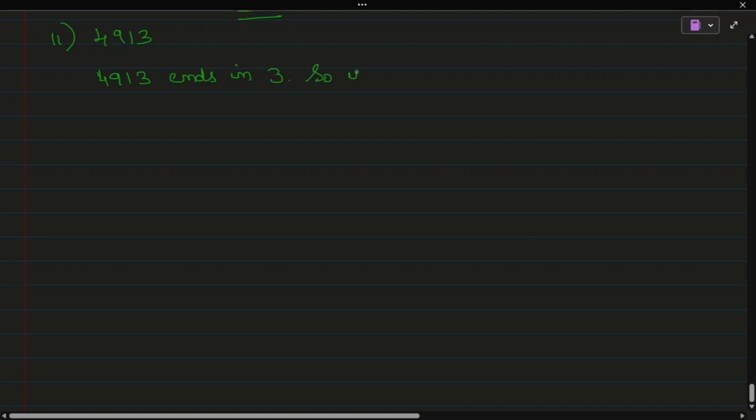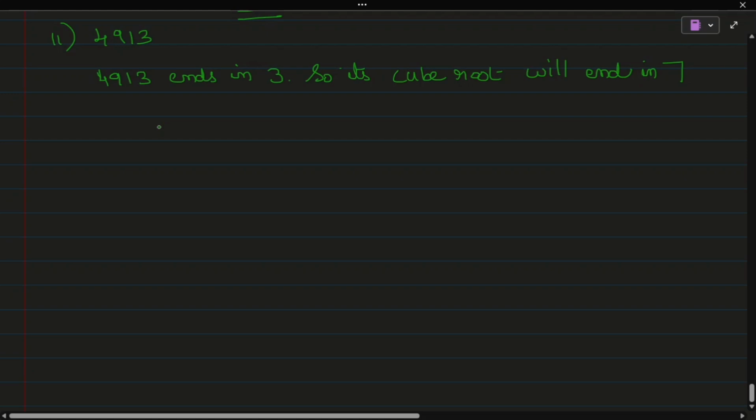So its cube root will end in 7. Okay, so for that you have to study the above property. If the number is ending in 3, its cube root will end in 7.